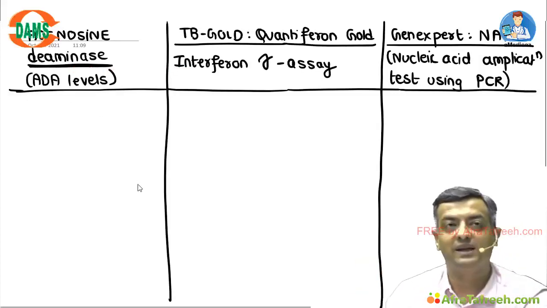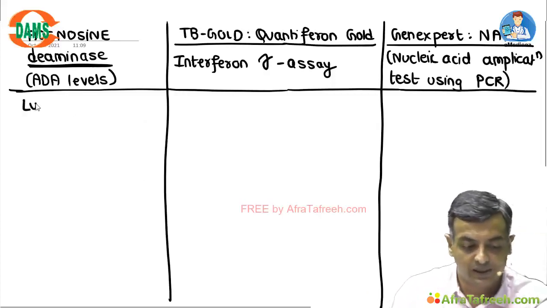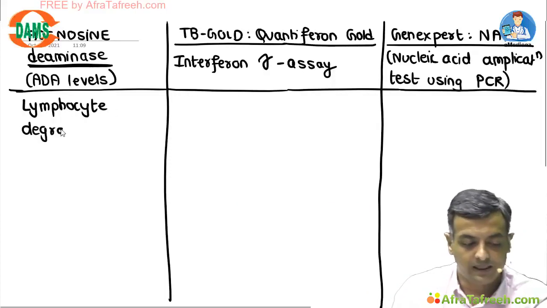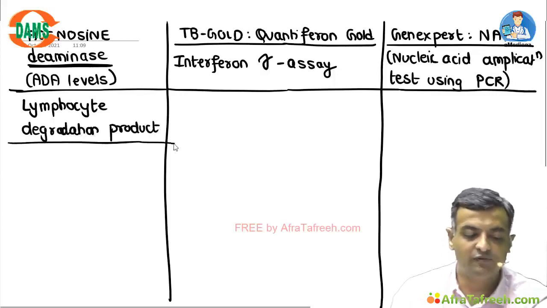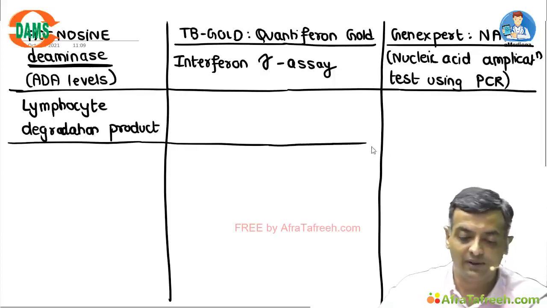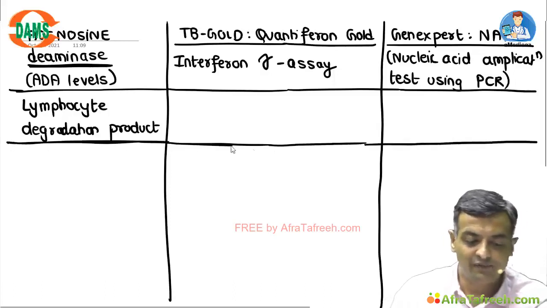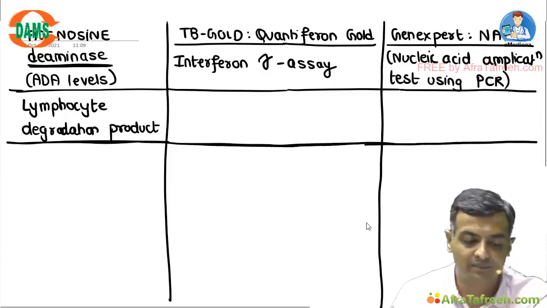Adenosine deaminase. What is it? It is a lymphocyte degradation product. So first remember, ADA is produced by lymphocyte breakdown, not by TB bacilli.